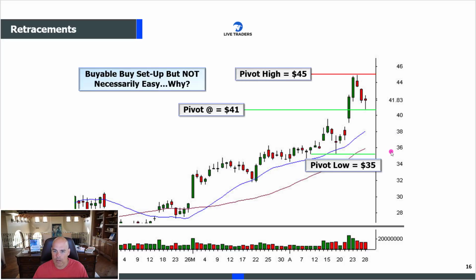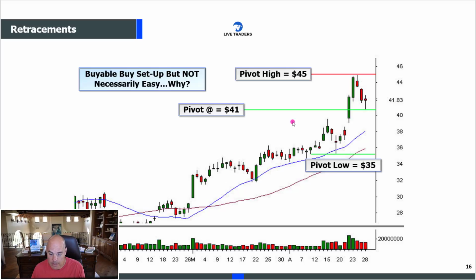Wow. This one should be a no-brainer. So, buyable buy setup, but not necessarily easy. Why? Well, you could make the argument, and this is where we talk a lot about the difference between a buy setup and a buyable buy setup. By textbook definition, we can't really argue that it's not a buy setup. It's in an uptrend. It's got 2 or more higher highs and higher lows with regard to the bars.